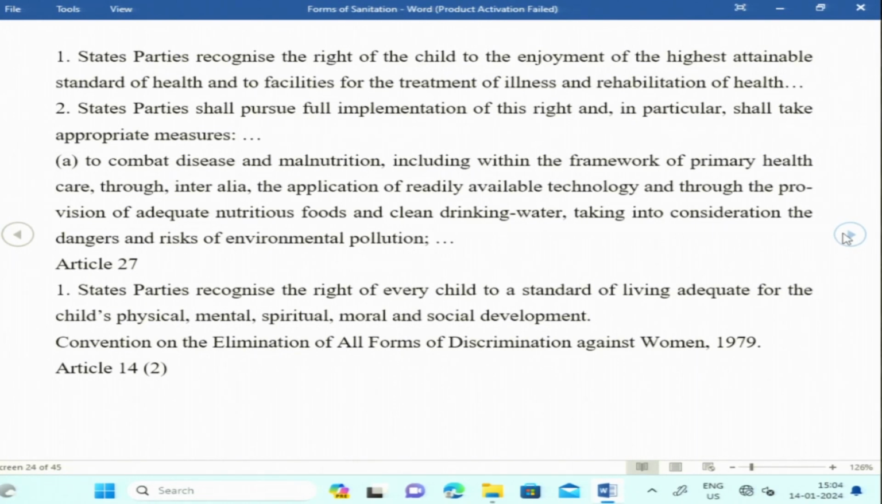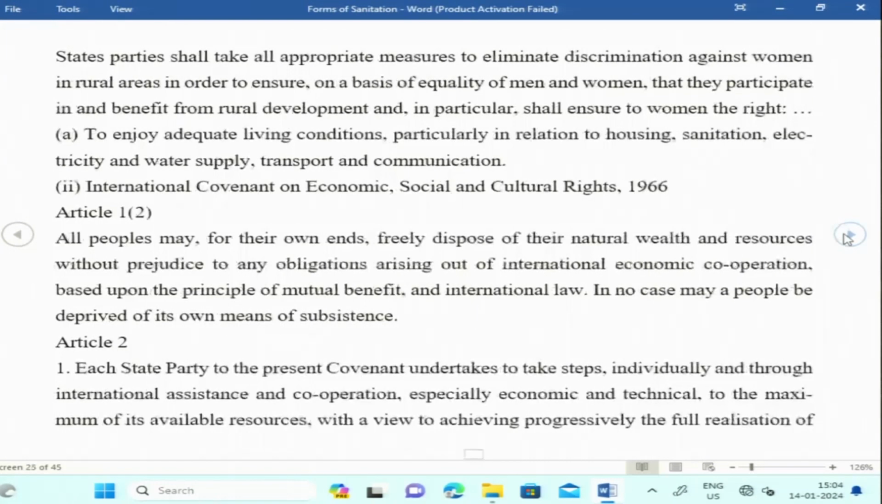Similarly, we speak about Article 27, which says that the state parties recognize the right of every child to a standard of living adequate for the child's physical, mental and spiritual concern, apart from the moral and the social development. So, we basically see that the conventions are meant for bringing about certain transformation in the conditions of the child, and along with that, the Convention on the Elimination of all forms of Discrimination against Women, which was 1979, coming under Article 14, has to be taken into consideration.